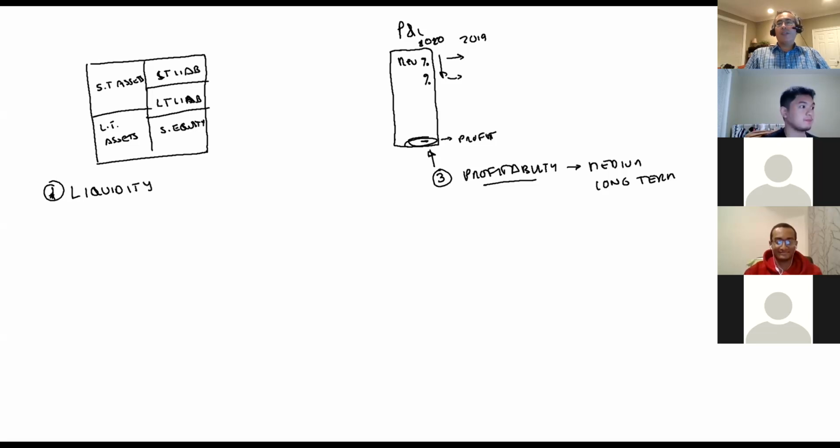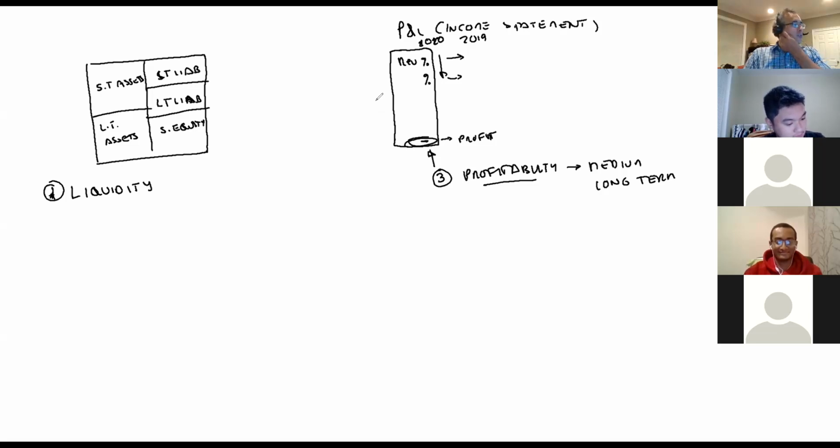Liquidity. Okay, why is liquidity important, guys? Sorry, can I interject? Yes, of course. So the P&L focuses on the profitability, while the balance sheet, or P&L is the income statement, right? Yes, P&L or income statement is the same. P&L or the income statement focuses on profitability, while the balance sheet looks at liquidity. Yes, that's correct. Up to now, yes, that's correct.